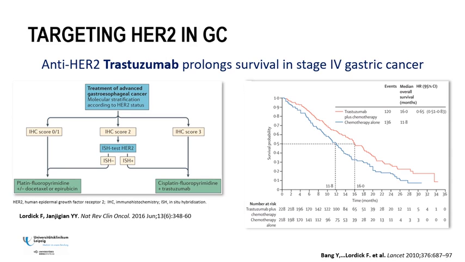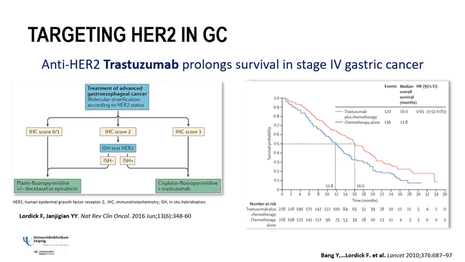Patients with an IHC score of 0 or 1 receive chemotherapy without targeted treatment. Patients with an IHC score of 3 receive platin and a fluoropyrimidine plus trastuzumab, and patients with an intermediate immunohistochemistry score are usually assessed by in situ hybridization, and if in situ hybridization is positive, shows amplification of the HER2 gene, this group of patients is also treated with trastuzumab.